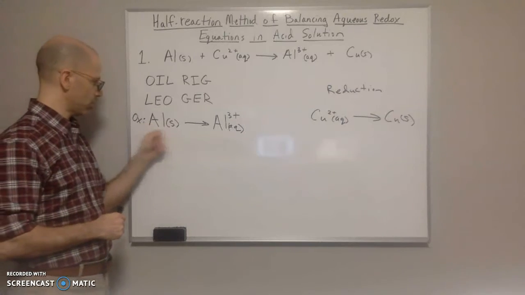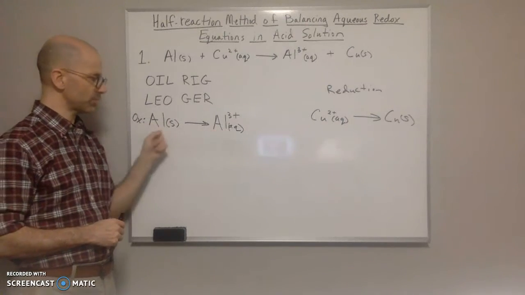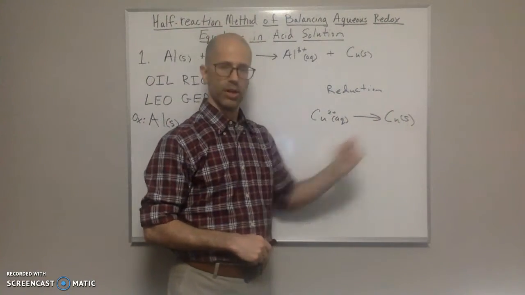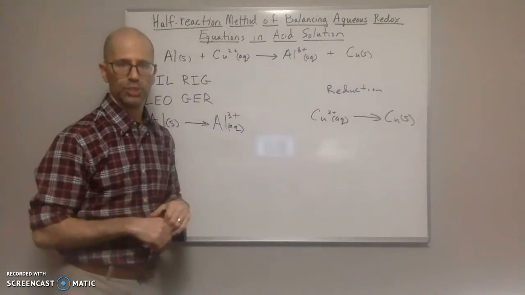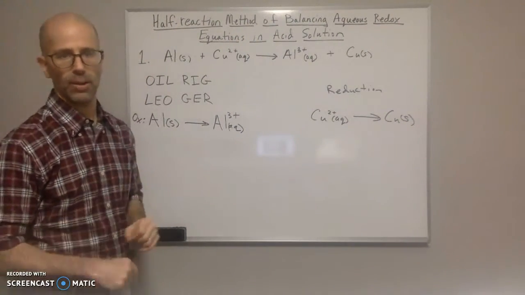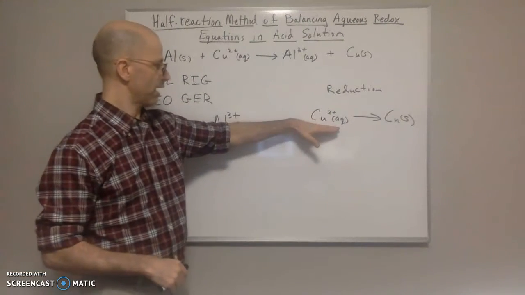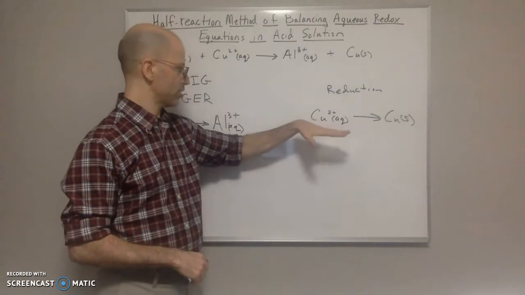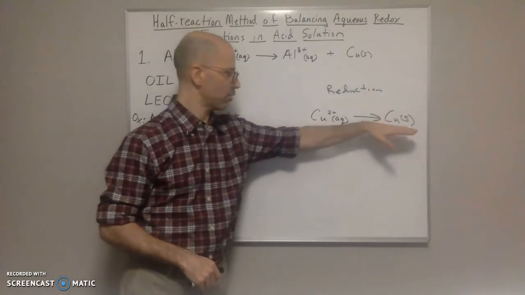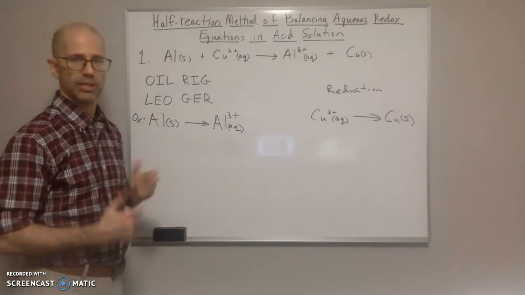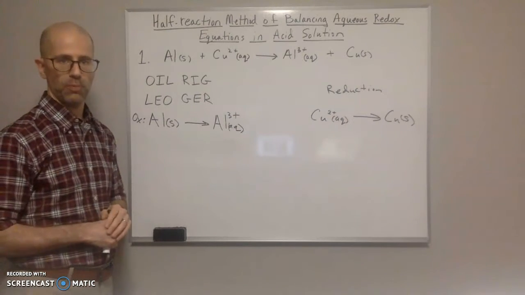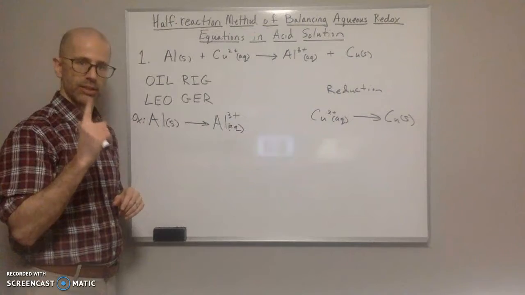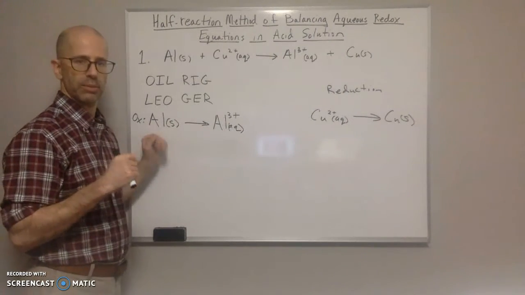So here we have one aluminum. Here we have one aluminum, so that's balanced. Here we have one copper. Here we have another copper. We don't care about the charge, we just care about the particle. So it doesn't matter that I have a 2 plus here and not a 2 plus there. All that matters is I have one atom of copper on both sides. It's balanced as far as the numbers go. So that's the first thing: you balance the number of elements on both sides.